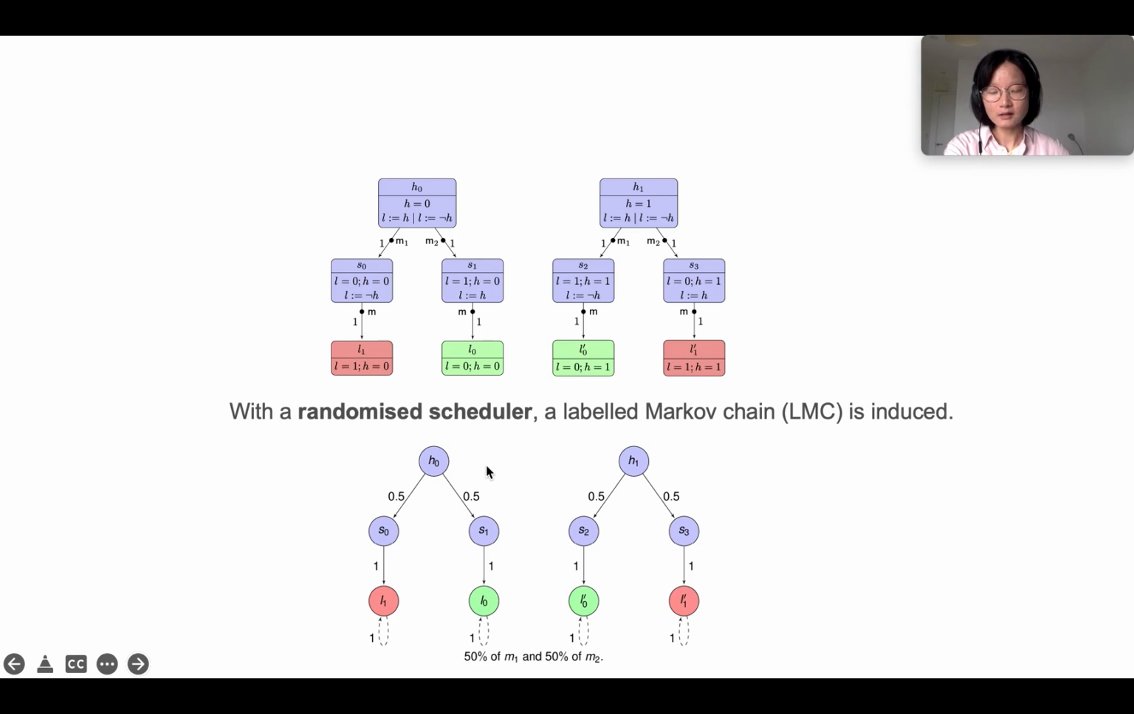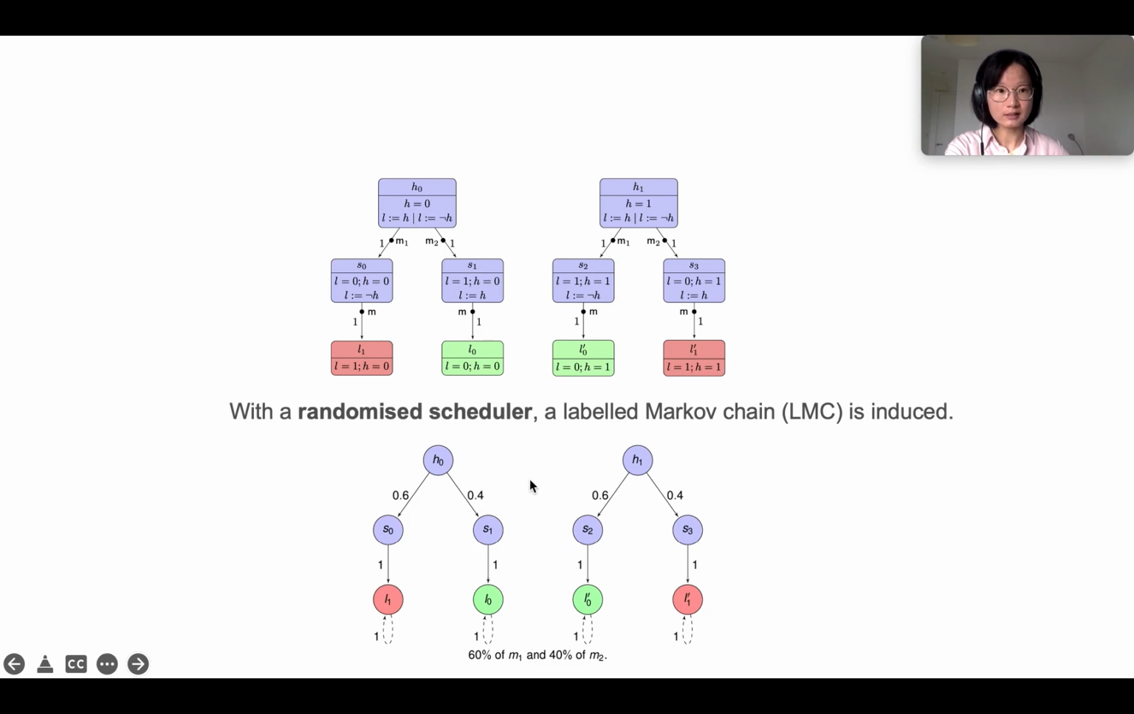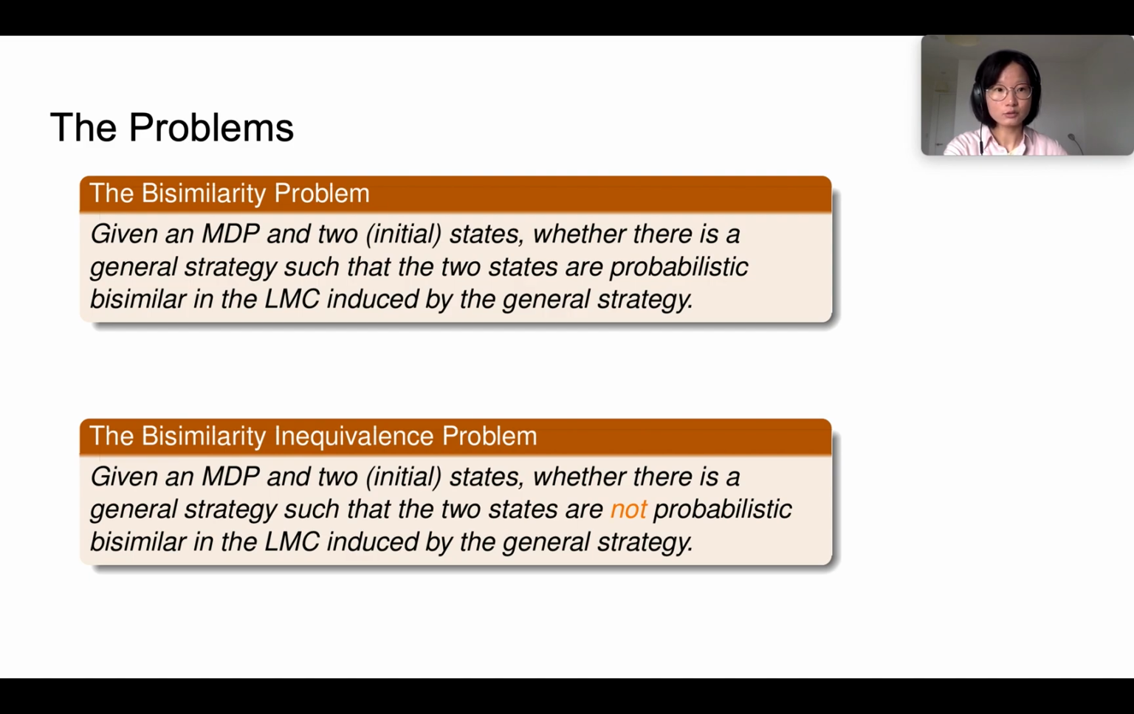If the programmers, the good guys, can control the randomized scheduler, we might want to make sure that our program is safe by asking whether there is a randomized scheduler such that the two initial states are probabilistic bisimilar. In a second scenario, if anyone can control the randomized scheduler, then to prevent the bad guys from stealing the secret values, we might want to ask whether under all randomized schedulers, the two initial states are always probabilistic bisimilar. The second scenario is equivalent to asking whether there is a randomized scheduler such that the two initial states are not probabilistic bisimilar. These two scenarios correspond to our bisimilarity problem and the bisimilarity inequivalence problem.